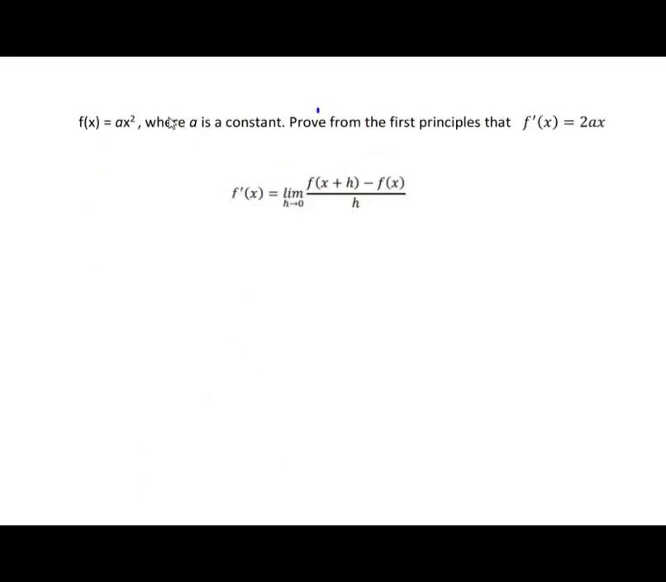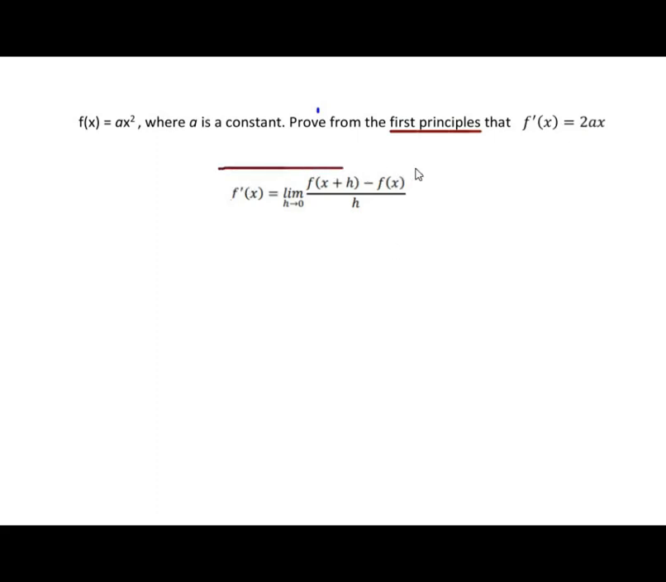Now let us look at the second example. F of x equal to ax square, where a is a constant. Prove from the first principles that f dash of x is equal to 2ax. That means we have to use the first principles formula again to find the derivative of f of x, and we should get its derivative as 2ax.